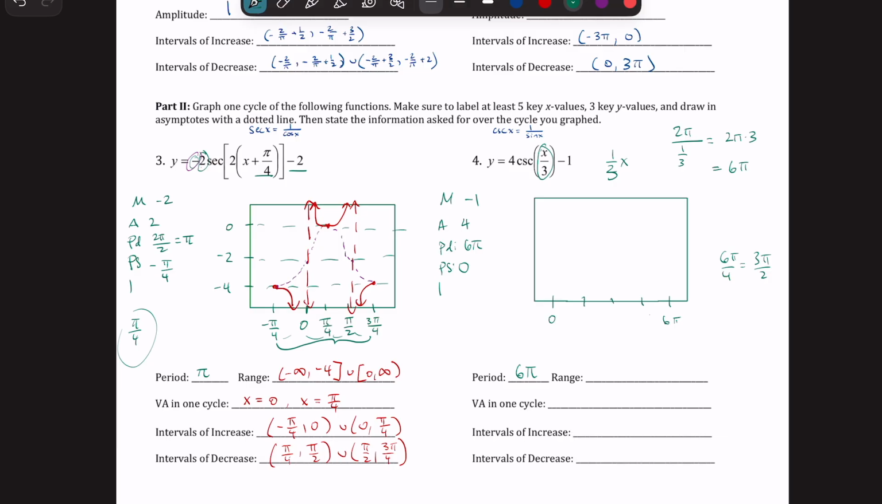So like I was saying, 3 pi over 2. 3 pi over 2 plus 3 pi over 2 is 3 pi. 3 pi over 2 plus 3 pi is going to be, I think it's 9 pi over 2. Now, if you had done 1.5 pi and 4.5 pi, I wouldn't begrudge you that. That's pretty accurate.